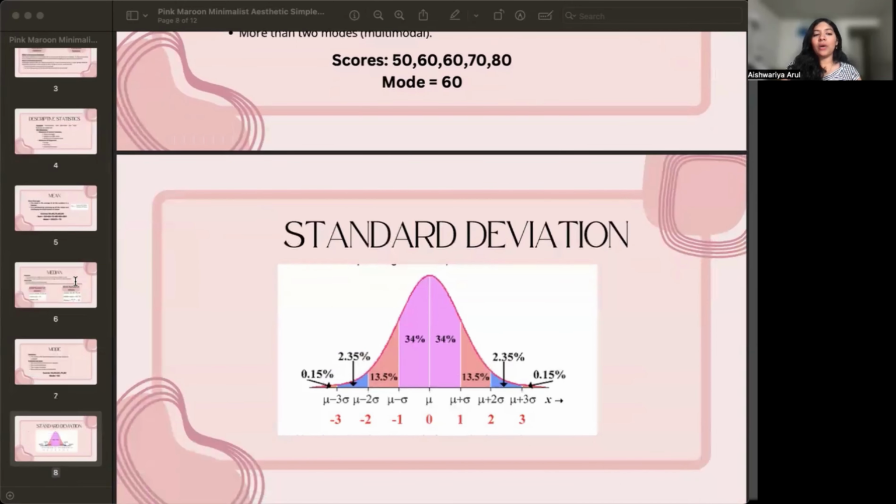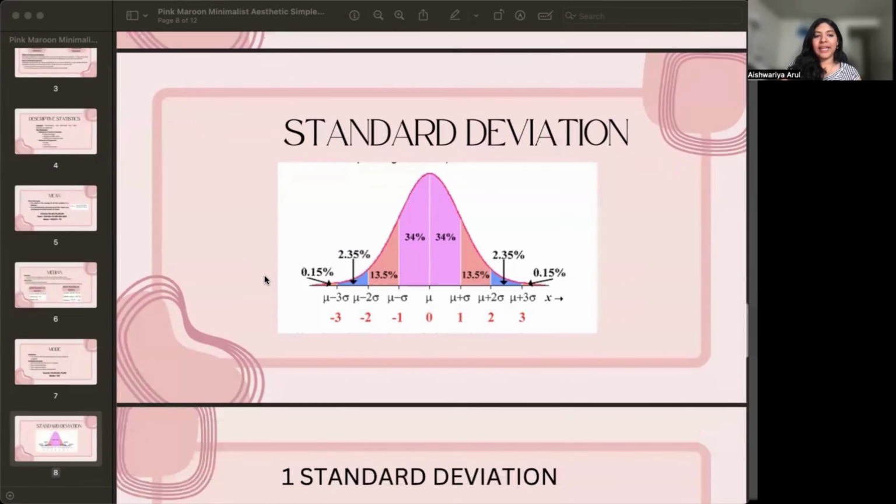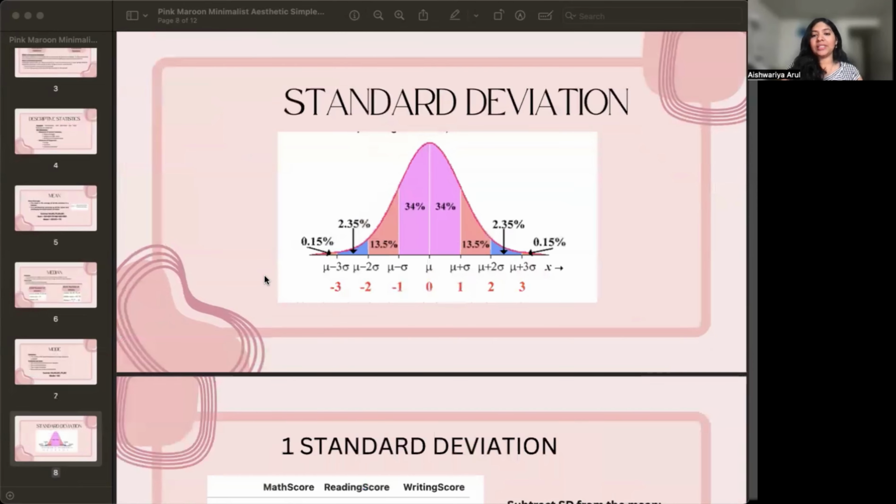Okay, so now let's talk about standard deviation. Standard deviation talks about how spread out a set of data is from the average, that is the mean. We usually find out how the data is spread out across the mean. For example, if the standard deviation is very low, the data points are very close to the mean. If the standard deviation is too high, the data points are widely spread out.